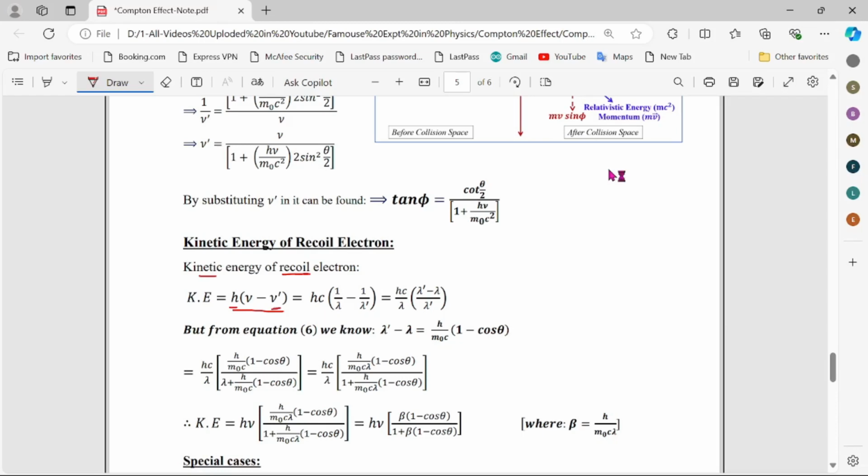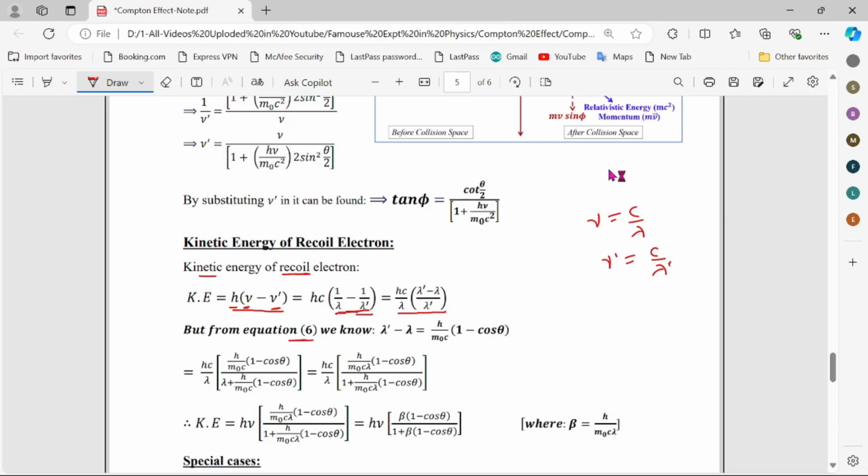Okay, and we know that ν is nothing but c by λ, and ν' is c by λ', so just substitute. Instead of ν we write c by λ and instead of ν' c by λ', so taking c common, it will be hc into 1 by λ minus 1 by λ'. Then to subtract these two terms, we get (λ' minus λ) by λλ'.